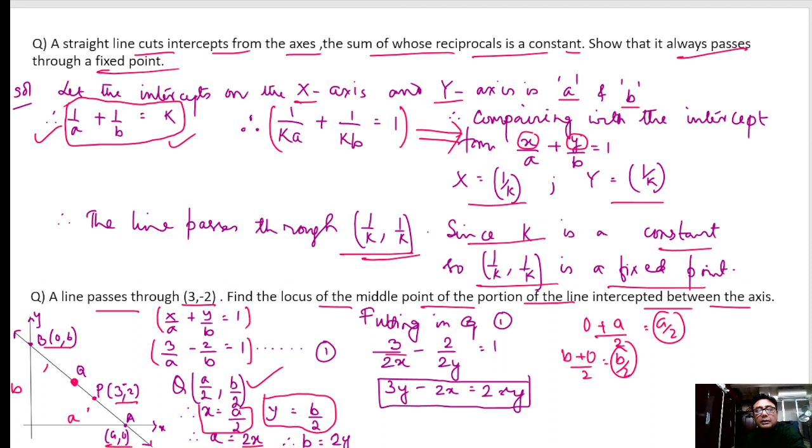So now let us put it in this equation. In place of a and b, we are putting them in this equation. So 3 by 2x minus 2 by 2y equals 1. That means this is our equation.